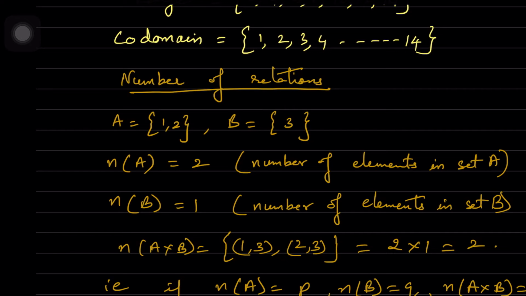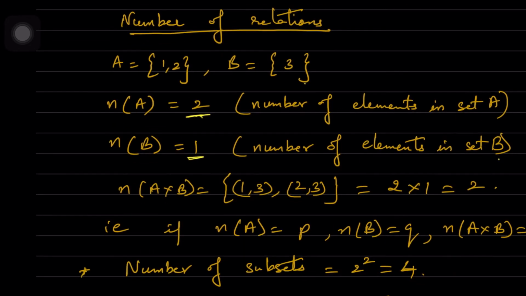Now, number of relations, how do we calculate this? Here A is equal to {1, 2} and B is equal to {3}. So n of A consists of how many elements? 2. Number of elements in set A is equal to 2. Number of elements in set B is equal to 1. So the number of elements in A cross B, which is {(1, 3), (2, 3)}, is 2 into 1, which is equal to 2. In general, if n of A is equal to P and n of B is equal to Q, n of A cross B is equal to PQ.